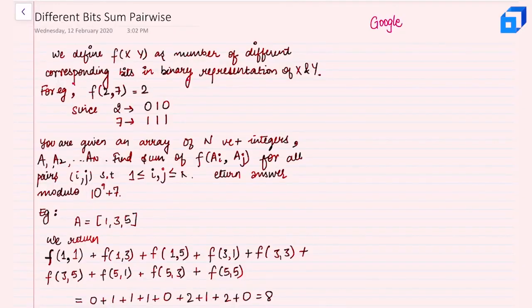Hi guys, in this video let's talk about a problem, different bits sum pairwise. This problem is also known by the name Hamming distance. It was asked in one of the interviews at Google. So let's see what the problem says.